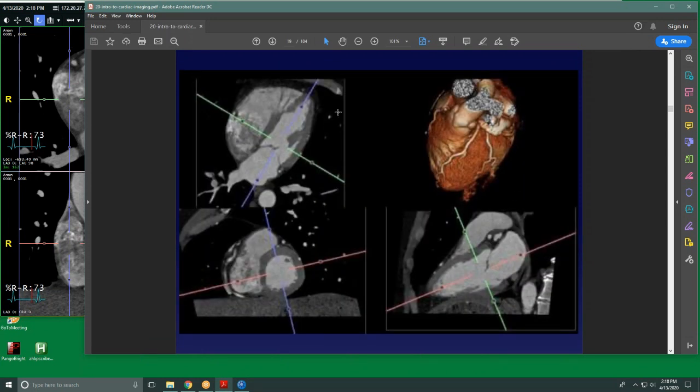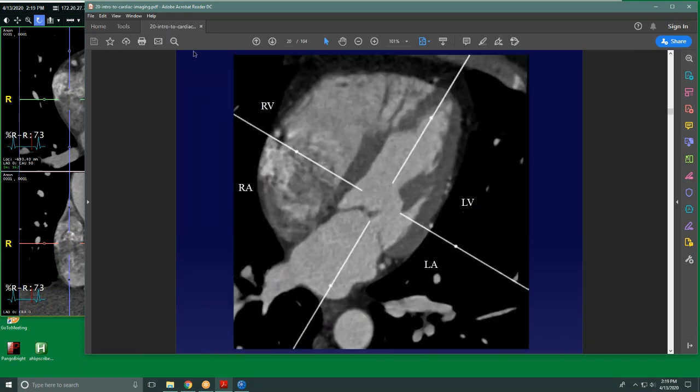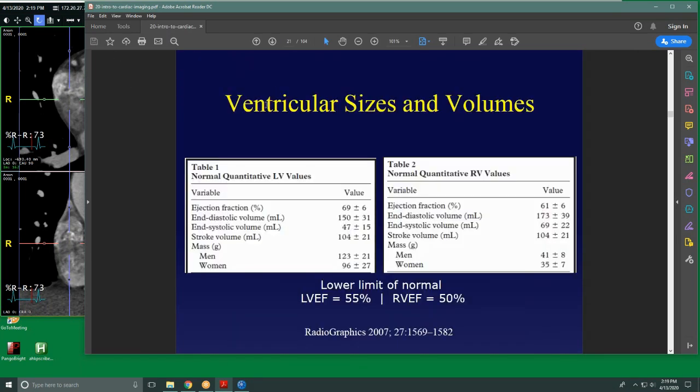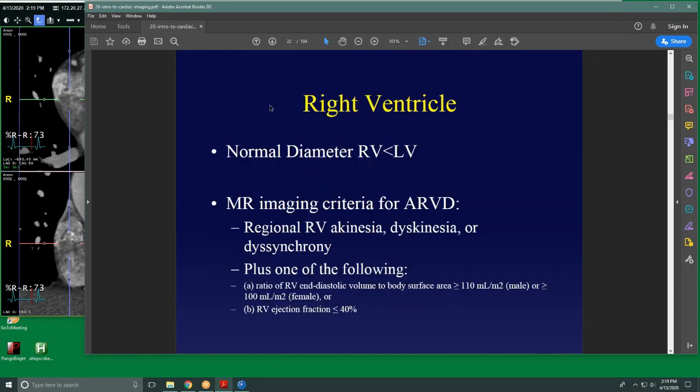Okay, next we have the right ventricle. Centered on the left over here on this image, the right ventricle is on this side over here. A few key things about the right ventricle: the diameter of the right ventricle should be less than the diameter of the left ventricle. That's important to remember in a normal patient. So just remember in terms of RV size, it should be less than the LV.